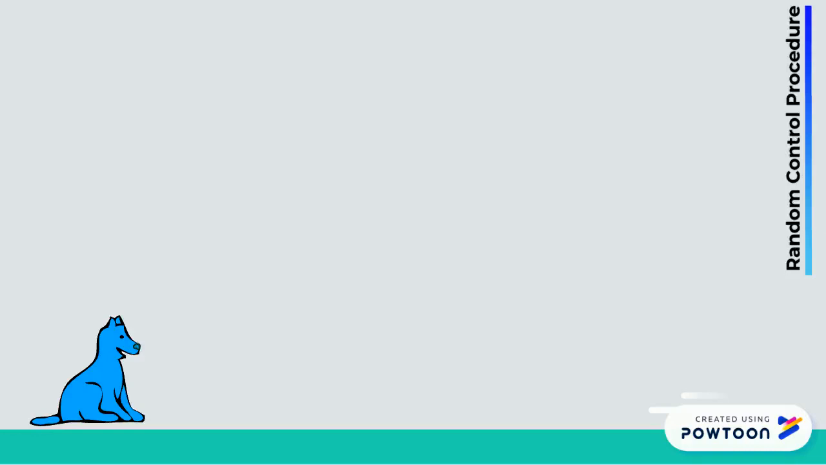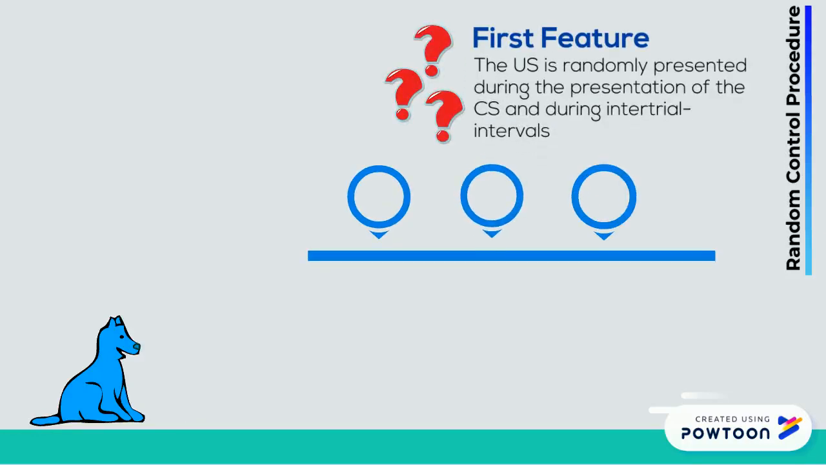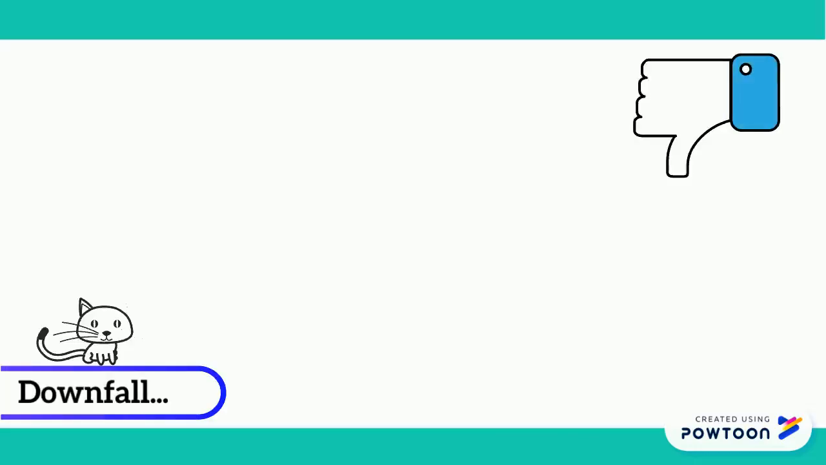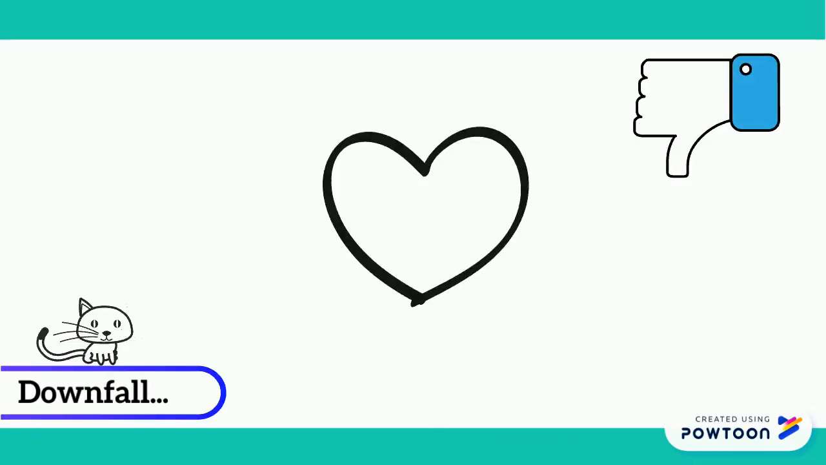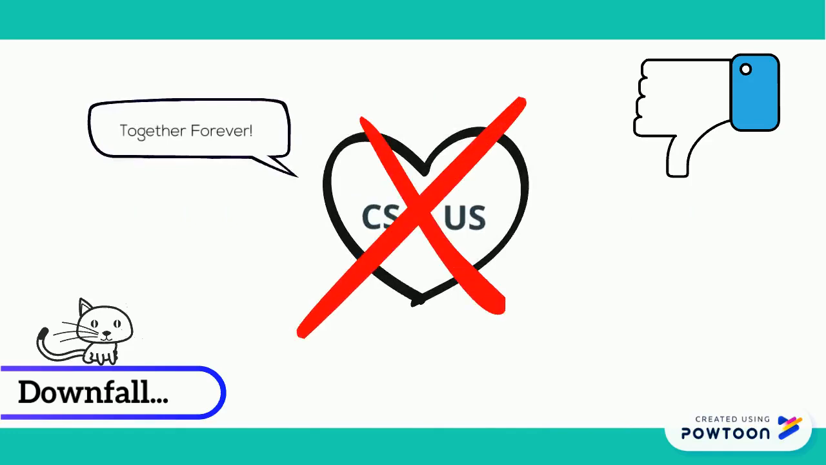In the random control procedure, the US is randomly presented during the presentation of the CS and during intervals. The probability of the US is the same when the CS is present and absent. The downfall of this control procedure is that it doesn't actually prevent the conditioning of the CS to the US, as they are still presented together. This is therefore not a useful control procedure.